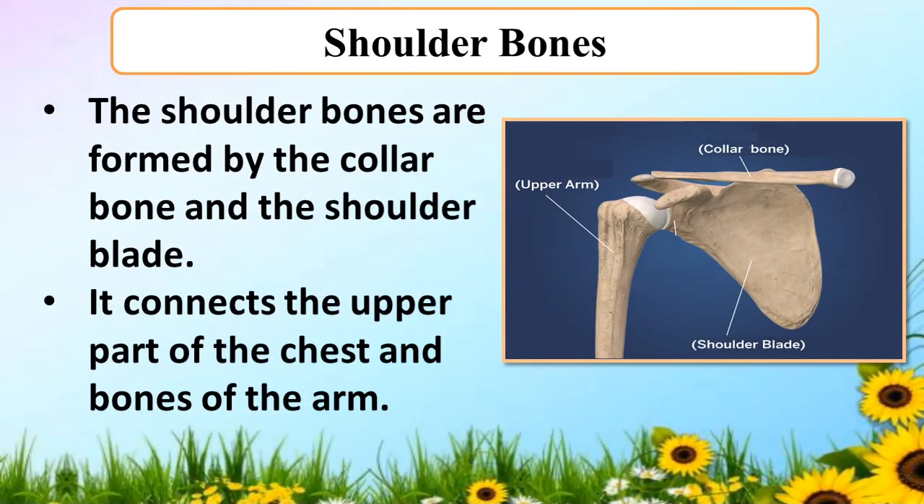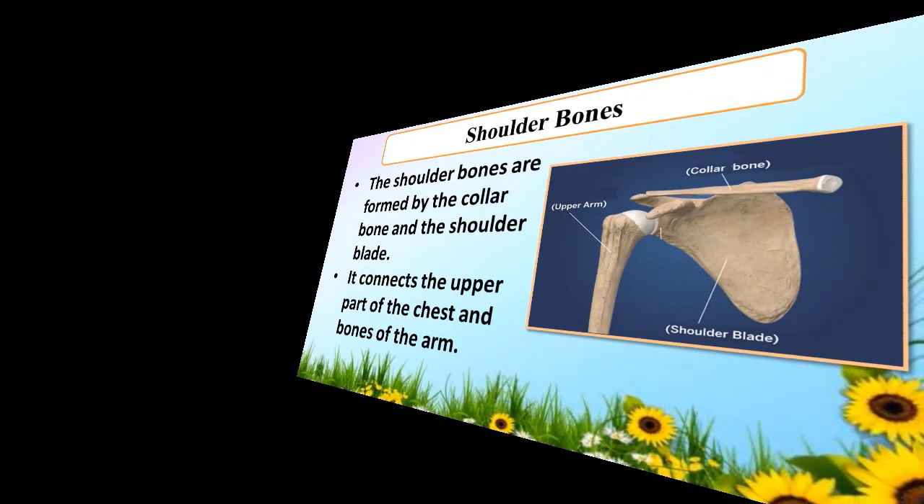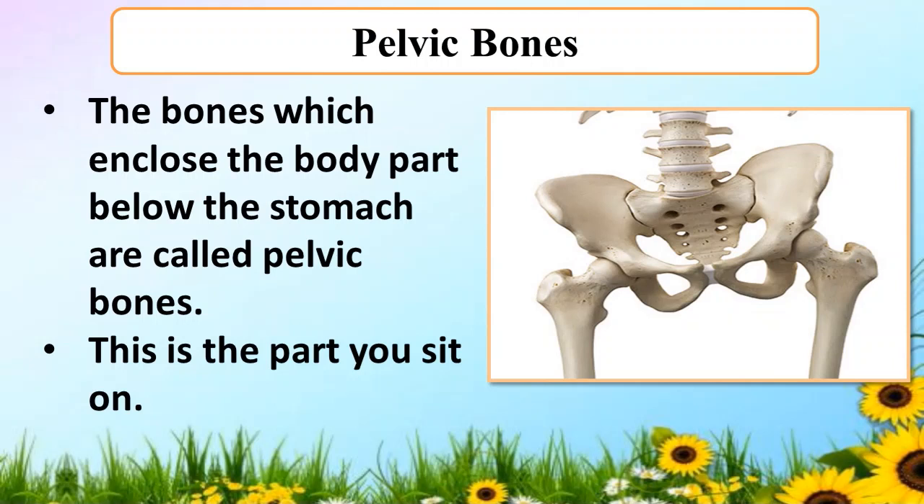Let's see the next part of the skeleton, which is shoulder bones. The shoulder bones are formed by the collarbone and the shoulder blade. It connects the upper part of the chest and bones of the arm. Another important part of the skeleton is the pelvic bones. The bones which enclose the body part below the stomach are called pelvic bones. This is the part you sit on.